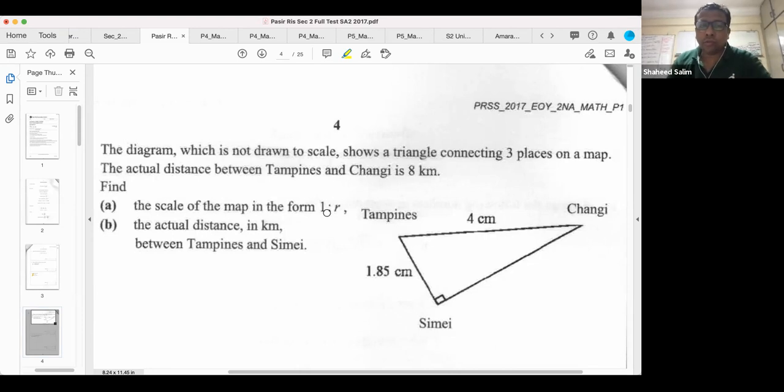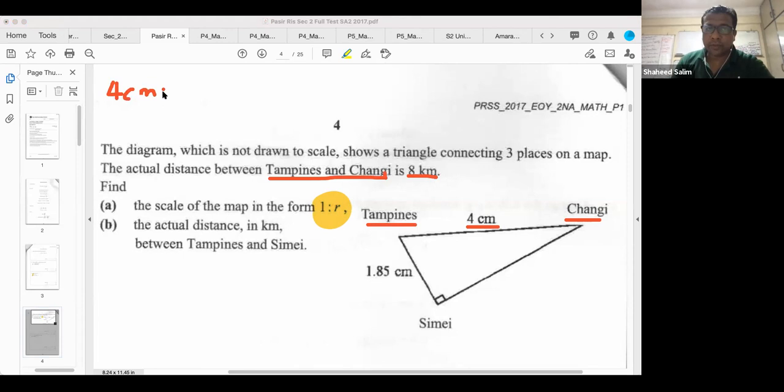So now they want you to write the scale in this form. First of all, we write the scale according to what they give us. So what do they give us? Between Tampines and Changi, 4 cm here represents 8 km. I repeat, Tampines and Changi, 4 cm here, 8 km.